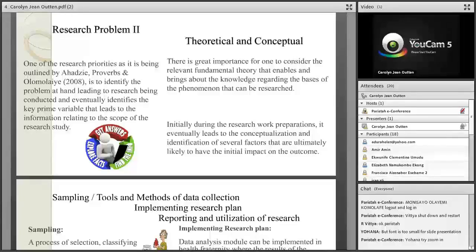Theoretical and conceptual. There is great importance for one to consider the relevant fundamental theory that brings about the knowledge regarding the basis of the phenomenon that can be researched. Initially, during the research work preparations, it eventually leads to the conceptualization and identification of several factors that are ultimately likely to have the initial impact on the outcome.